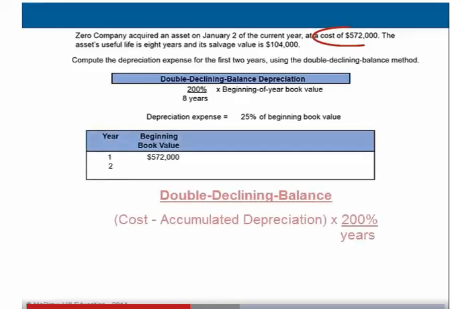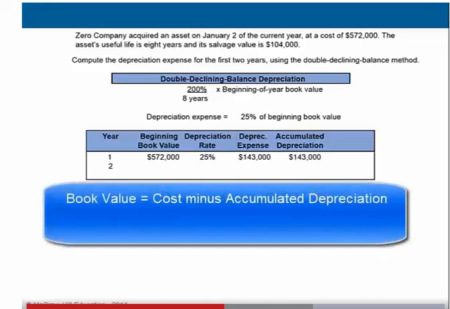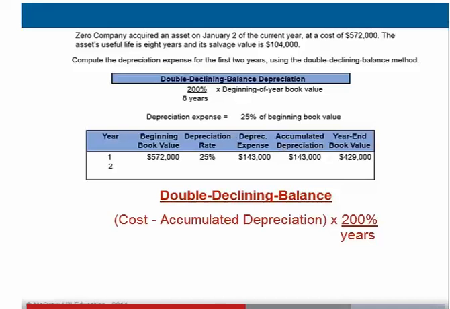In year 1, the beginning book value is the asset's cost, $572,000. We multiply by the depreciation rate of 25% to calculate depreciation expense in the first year, $143,000. This brings the balance in accumulated depreciation up to $143,000. As the amount of accumulated depreciation increases, the book value decreases. The year-end book value is equal to $572,000 minus $143,000, $429,000. The book value at the end of year 1 becomes the book value at the beginning of year 2.